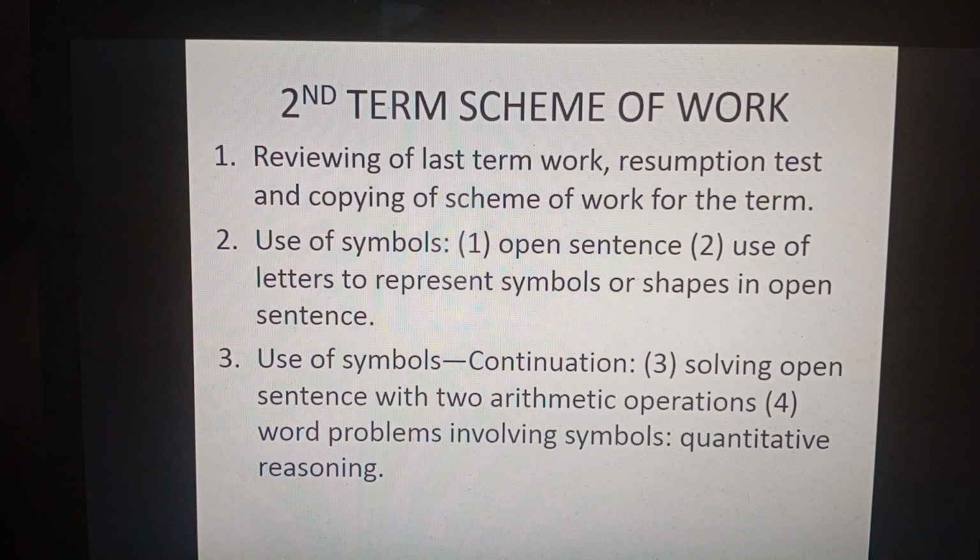In week 2, use of symbols, which is an aspect of algebra. We'll discuss the open sentence, use of letters to represent symbols or shapes in open sentence. Week 3, still continuation of use of symbols, solving open sentence with two arithmetic operations. We'll also discuss word problems involving symbols.